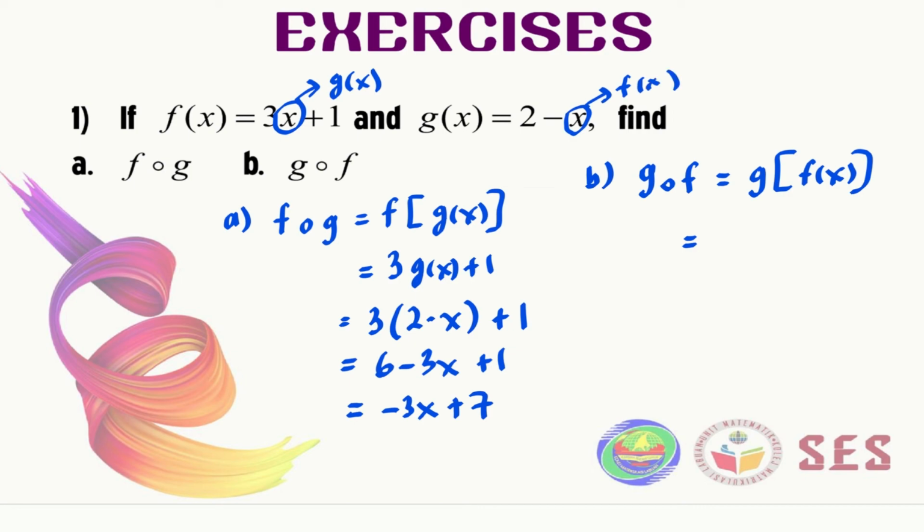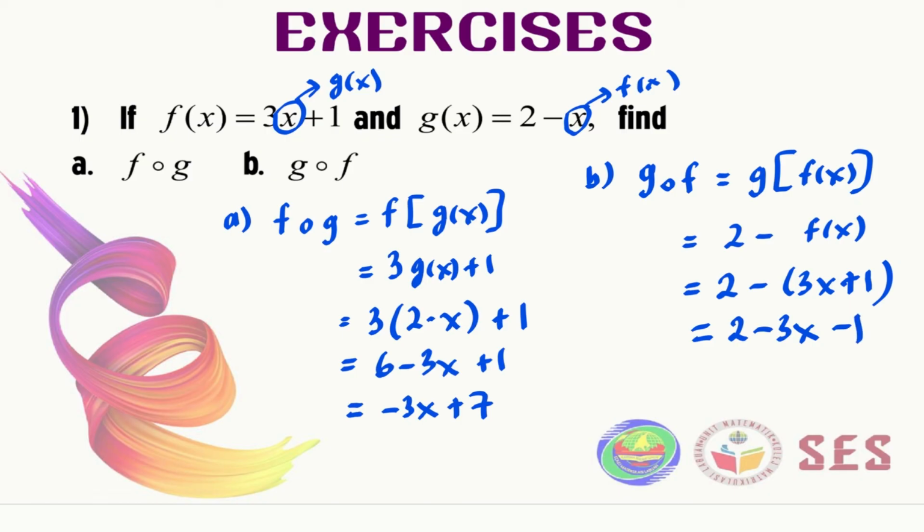So we will write 2 minus f(x), and we do have our f(x), which is 3x plus 1. So we will replace the f(x) with 3x plus 1. So we have 2 minus, and don't forget the bracket, (3x plus 1) here, therefore g of f is equal to 2 minus 3x minus 1. And simplifying this, we should get negative 3x plus 1.